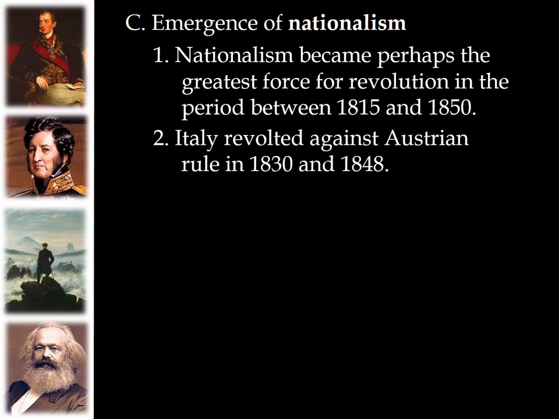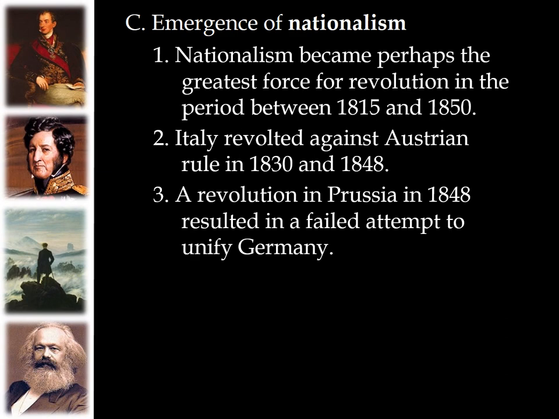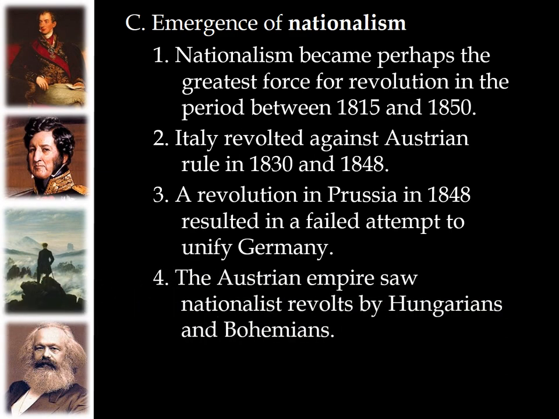Italy, just some examples here that we'll discuss as we go through this. Italy will revolt against the Austrian rule in northern Italy in particular in 1830 and in 1848. We'll discuss both. A revolution in Prussia will happen in 1848, but it resulted in a failed attempt to unify Germany. Germany will not be unified until 1871, which we'll discuss in a later unit. The Austrian Empire saw nationalist revolts by Hungarians and Bohemians. All of these we will discuss later on in this lecture.